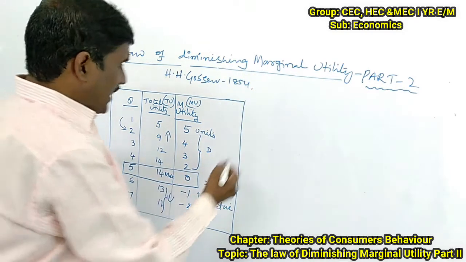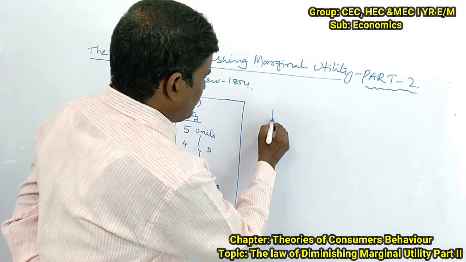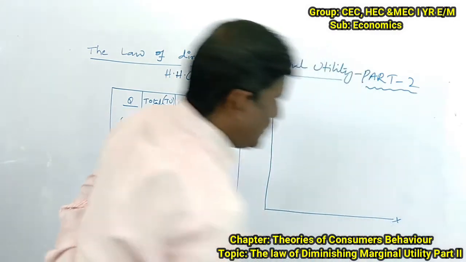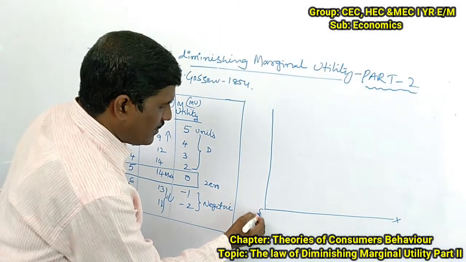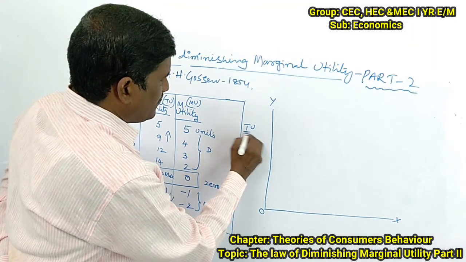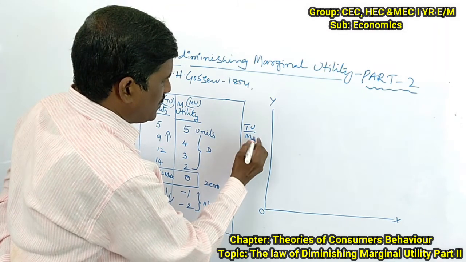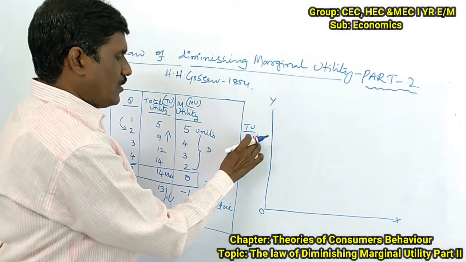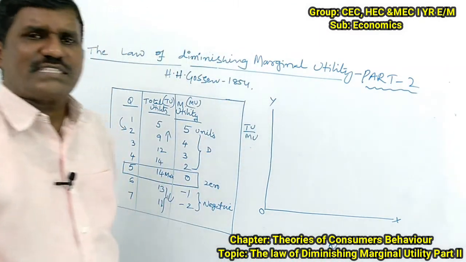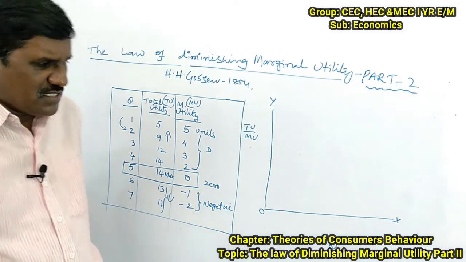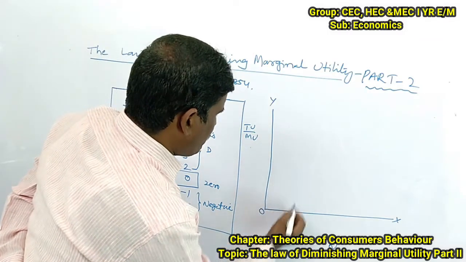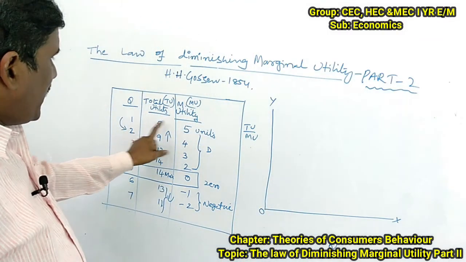See, according to the diagram, this is a diagram. Here total utility, marginal utility, and here quantity, the number of goods or services. Quantity, it may be goods and services. Try to understand total utility and marginal utility.